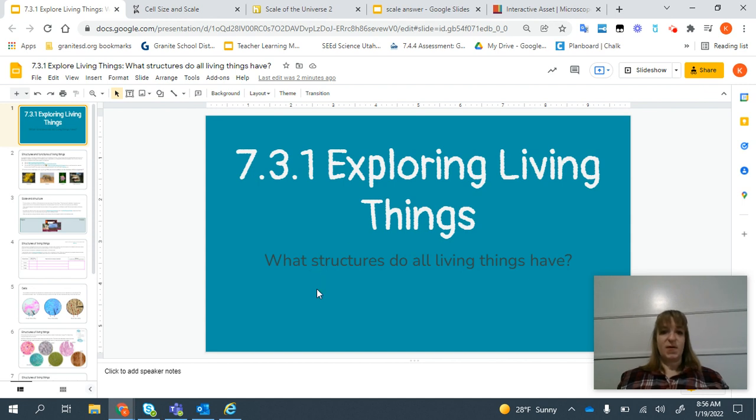So today what we're going to focus on is what structures do all living things have. So we'll go ahead and get started. Remember to pause the video when you need to complete certain parts of this activity, and then you can restart the video once you have completed the parts.